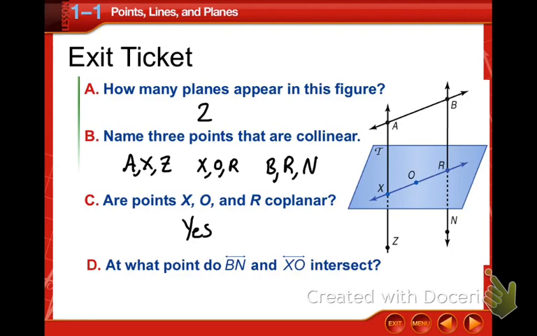And then at what point do BN and XO intersect? You can see that BN and XO intersect at point R. That is the one-letter name of the point on those lines. So that is at point R. Alright, and there are our notes for 1-1.